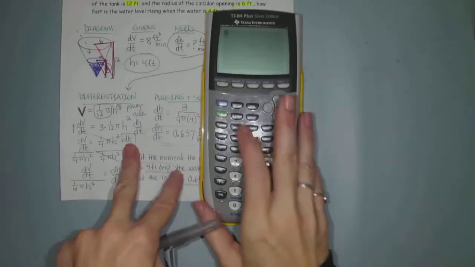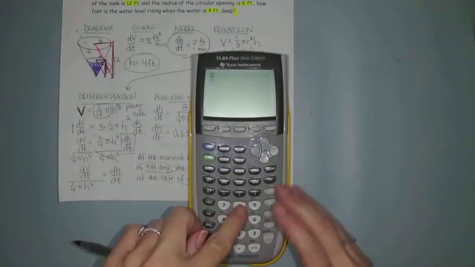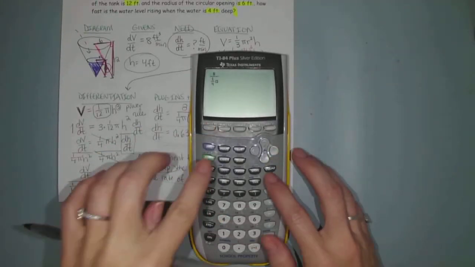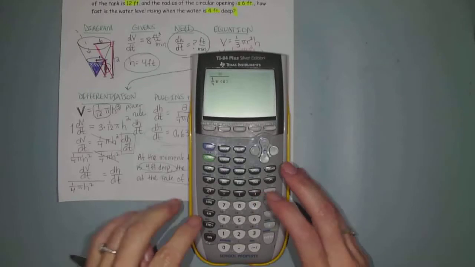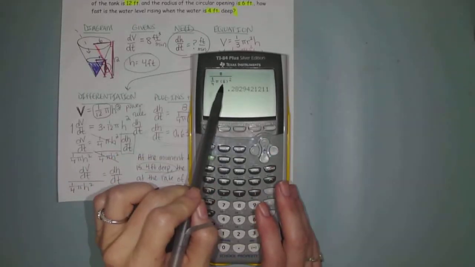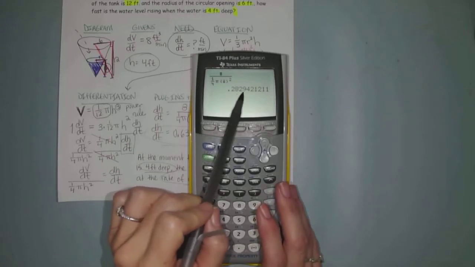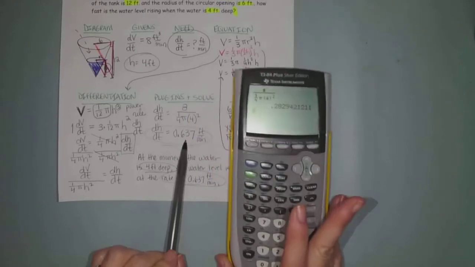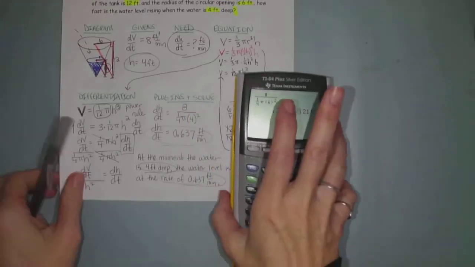I thought, uh-oh, everything I just said isn't true, but it is. Okay, 8 over 1/4 pi 6 squared. Yeah, see, when you're 6 feet deep with water, your height is only changing at a rate of 0.283 feet per minute. See how it decreased? So hopefully that makes sense.